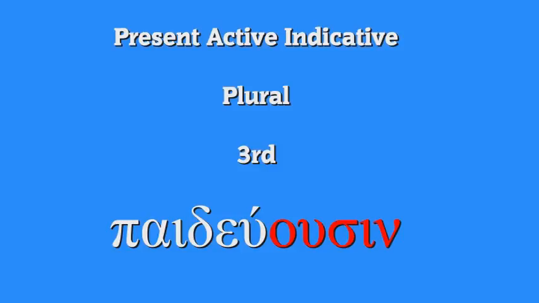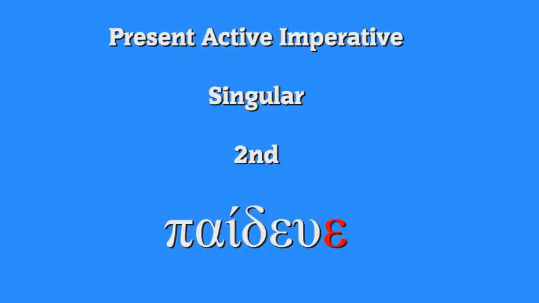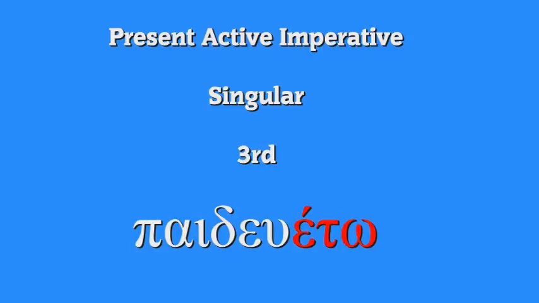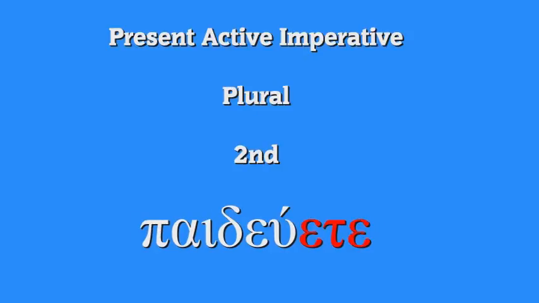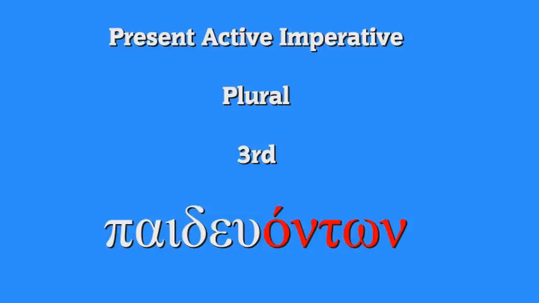Now, for the present active imperative form, the singular second person is pe def e, which means teach, as a command being said to a single listener. And the third person imperative would be pe def eto, which doesn't have a translation in English. For the plural form, the second person would be pe def ete, which means teach if you're saying it to a group of listeners. And the third person would be pe def onton, which again doesn't have a translation.